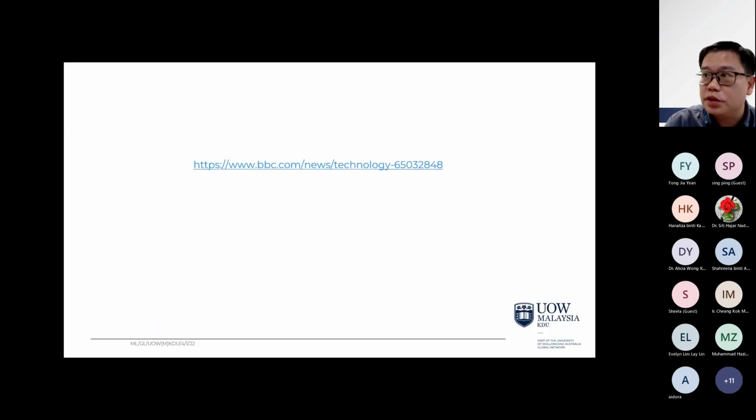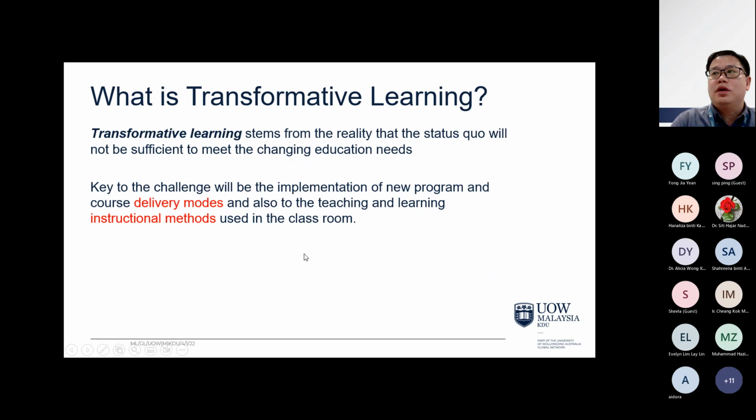So back to the screen. Now, what is transformative learning? It stems from the reality that the status quo will not be sufficient to meet the changing education needs. That is transformative learning. The current status quo definitely will not meet it. I foresee that. Many large organizations have already evolved, have already changed in the way of delivery, in the way of assessment, in the way of expectation of the students itself.